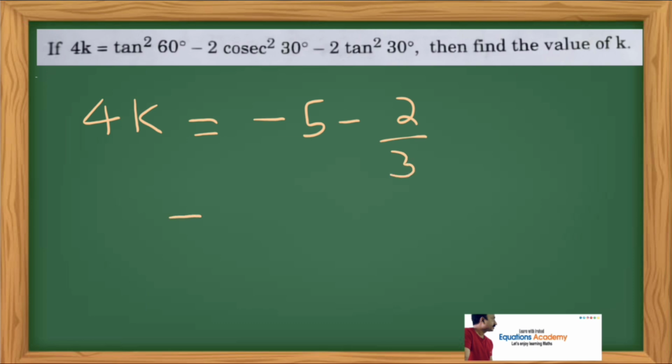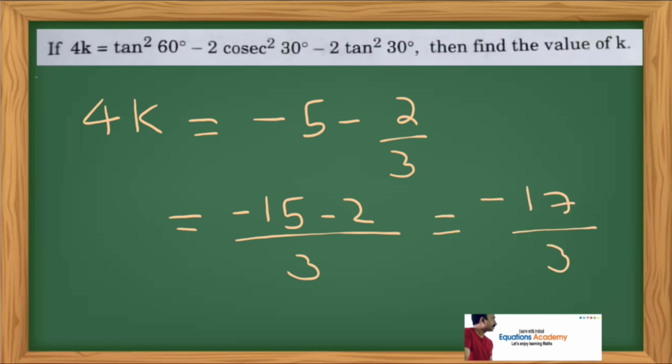This is equal to, LCM is 3. So minus 5 into 3 is minus 15. Minus 2 by 3 into 3 gone, minus 2. So this is equal to minus 17 by 3. Now 4k is minus 17 by 3. Therefore, we need to find the value of k.